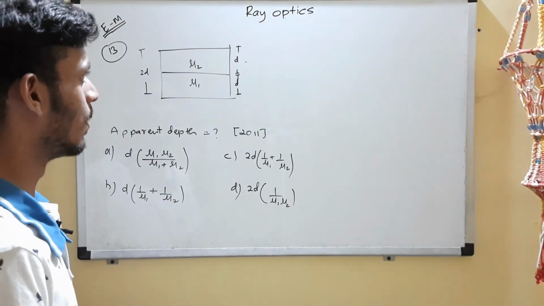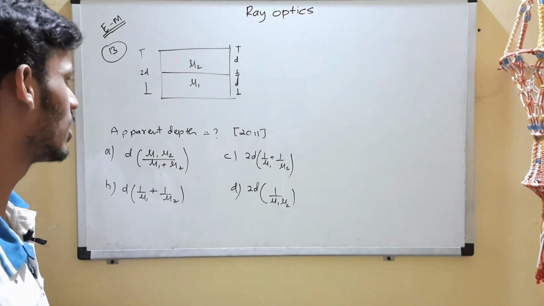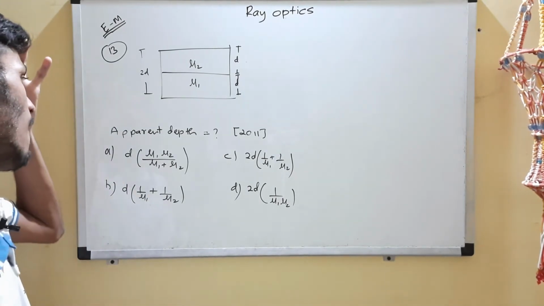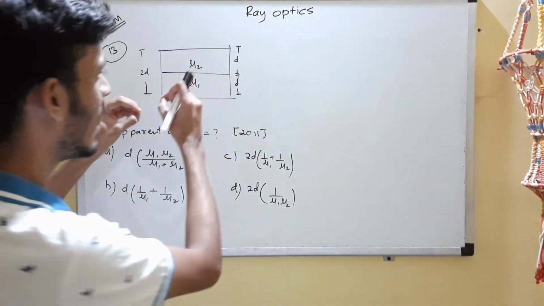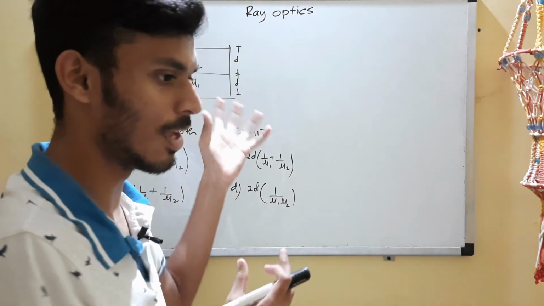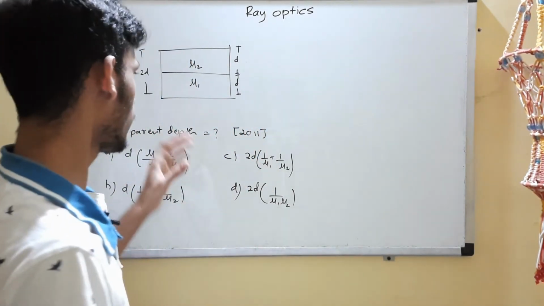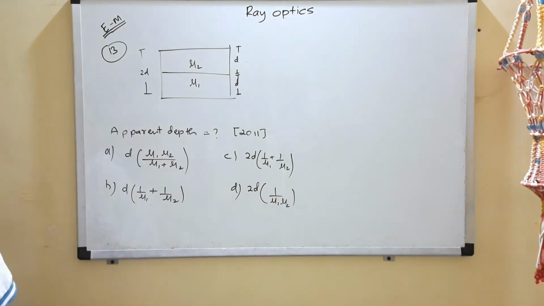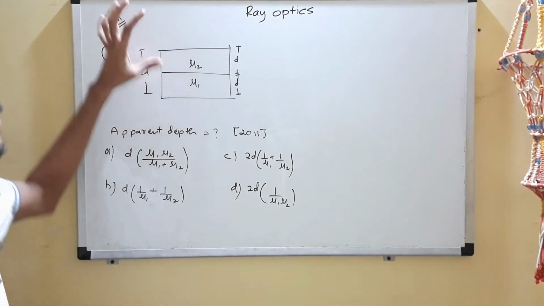Now, of course, these two are immiscible liquids. They do not mix with each other. You are supposed to tell what is the final apparent depth. Of course there will be shifting of the depth. The depth will rise due to these liquids. It depends whether it's denser or rarer, but yes, there will be a shift in the depth. You are supposed to tell what will be the final apparent depth due to these two liquids.